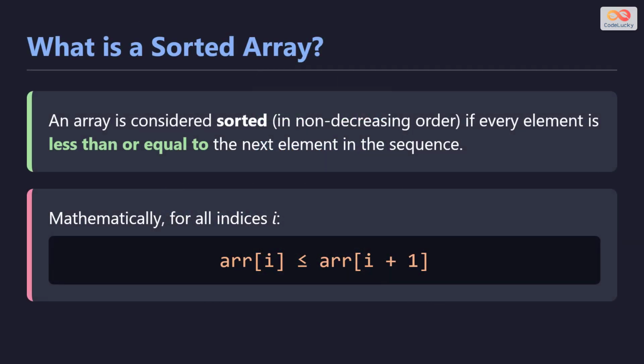First, let's define exactly what we mean by sorted. An array is sorted in non-decreasing order if every element is less than or equal to the element that comes immediately after it. In mathematical terms, for any index i, the value at i must be less than or equal to the value at i plus 1.